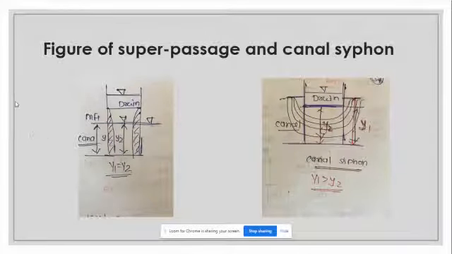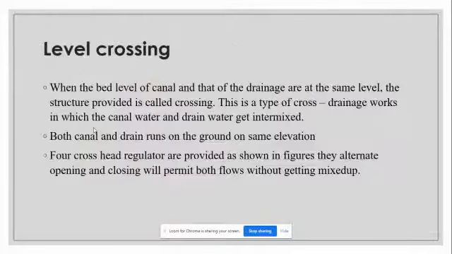Here the drain is above and canal is below. That means it is a super passage. And second condition, river is above and canal is below, but HFL or FSL is greater than bed level. That means canal siphon. And finally, level crossing.